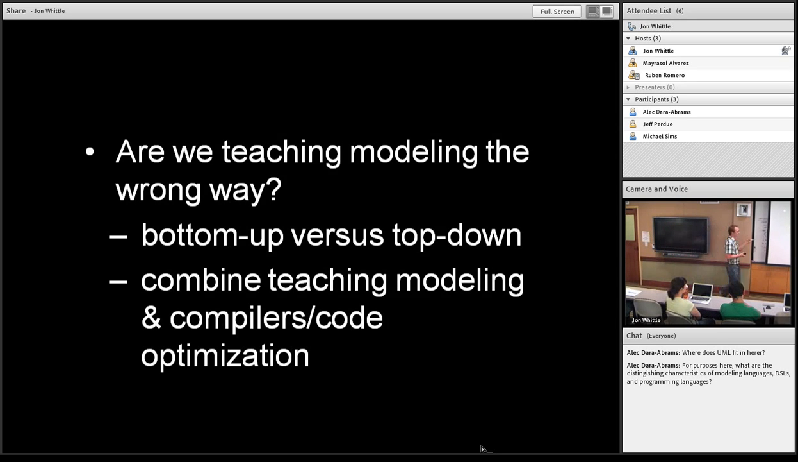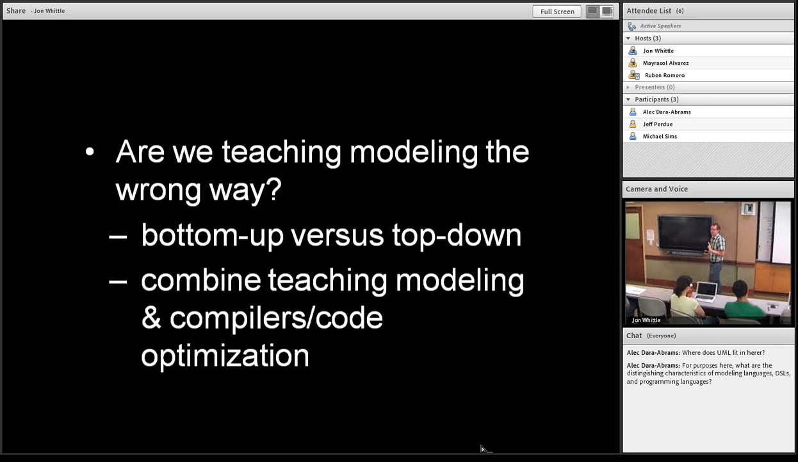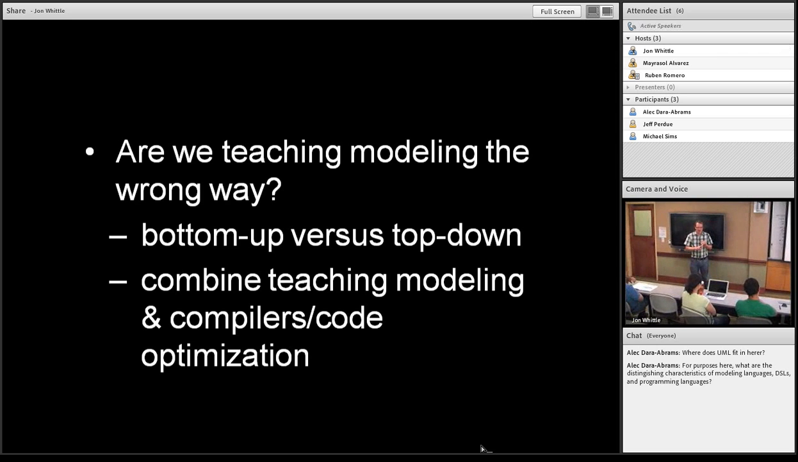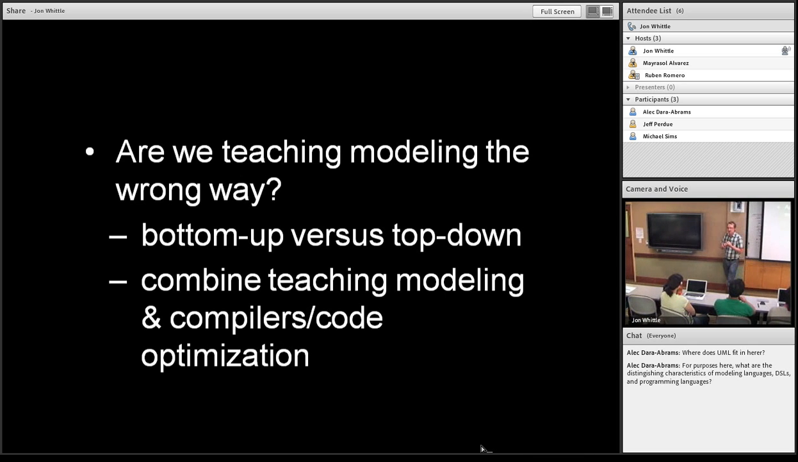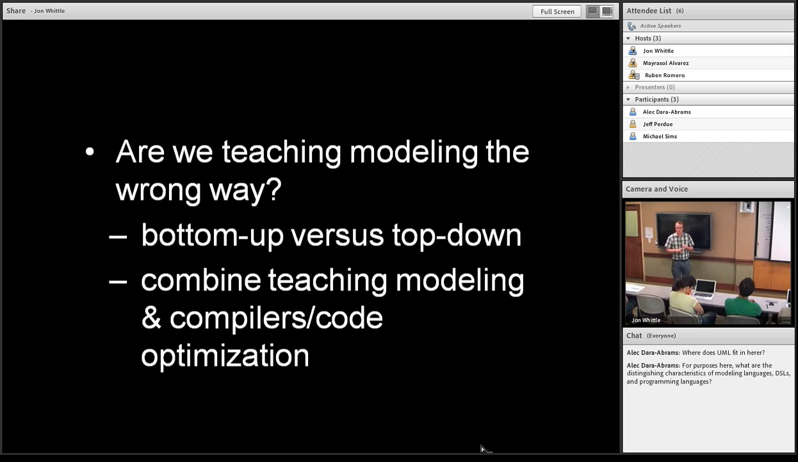The other reason why I think we're teaching modeling the wrong way is because to be successful with this stuff, you need two skills. One is that you need to know how to create modeling languages. You need to know how to meta-model and all that kind of stuff. And the other is that you need to be able to write code generators. You need to be able to write, essentially, a good optimizing compiler. But if you look at pretty much any computer science curriculum anywhere in the world, and maybe there are exceptions, but anywhere in the world, we tend to separate these two skill sets.